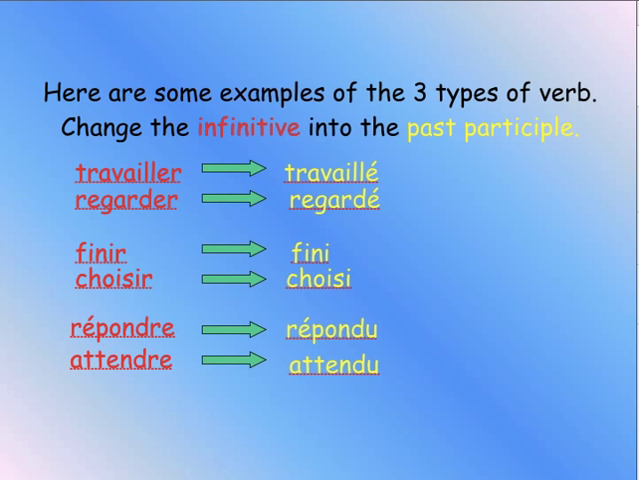Here are some examples of three types of verb. Change the infinitive into the past participle. So it's been done already. Travailler, regarder, finir, choisir for the IR verbs, and the RE verbs, répondre, répondu, attendre, attendu.